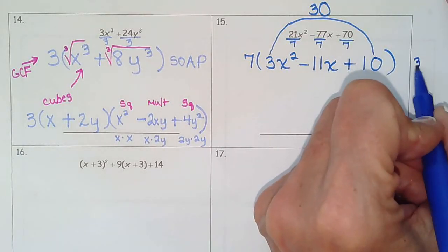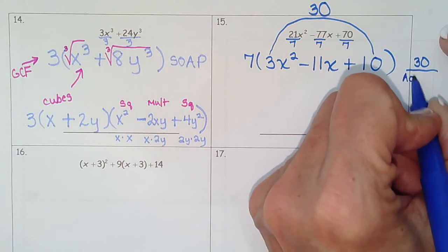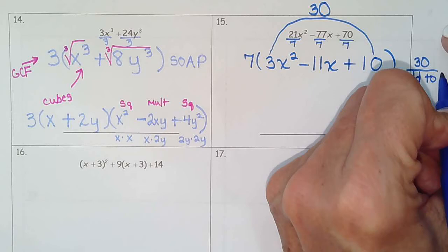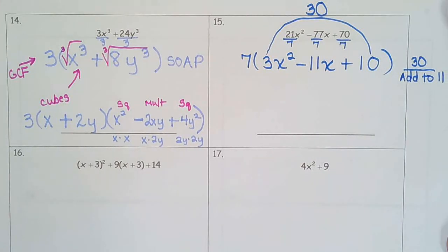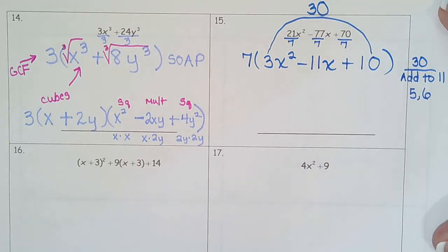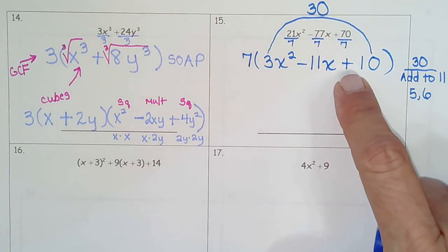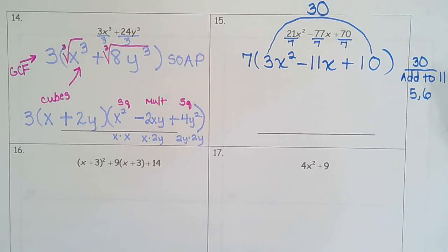And then you just ask yourself, are there factors of 30 that add to 11? If you can't find any, then it doesn't factor again. If you can find some, then it factors again. And don't we have 5 and 6 adding to 11? So that means it can factor again. So factors of 30, reading the problem backwards, that add to 11, 6 and 5.